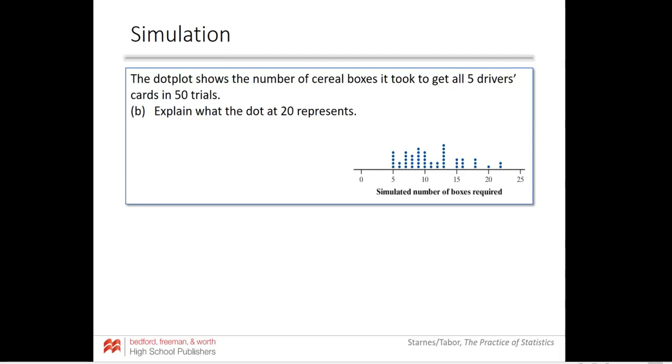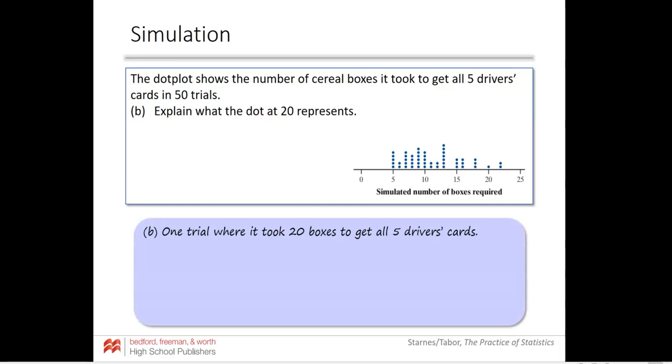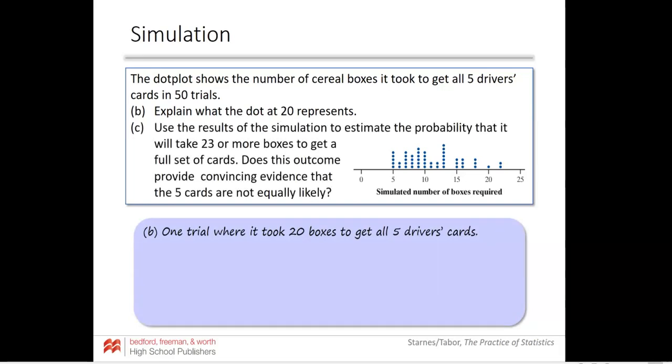So 20 is one trial, right? Of many, that it took 20 boxes of cereal in the simulation in order to get all 5 drivers represented. One trial where it took 20 boxes to get all 5 drivers' cards. That's what they said. Part B, use the results of the simulation to estimate the probability that it will take 23 or more boxes to get a full set of cards.